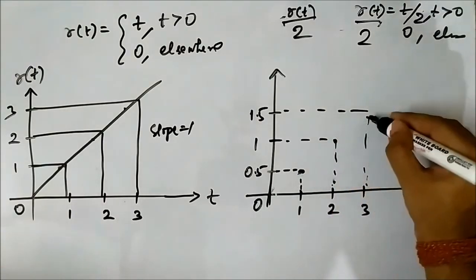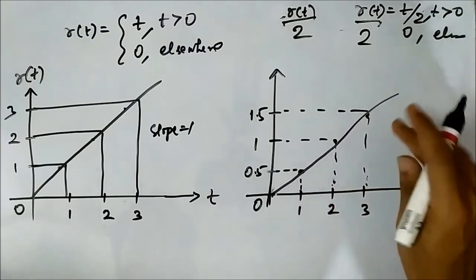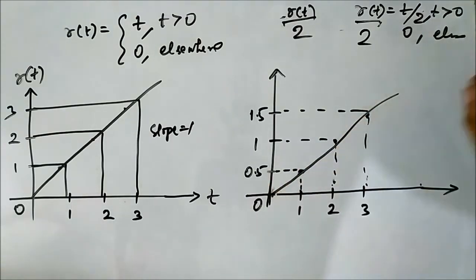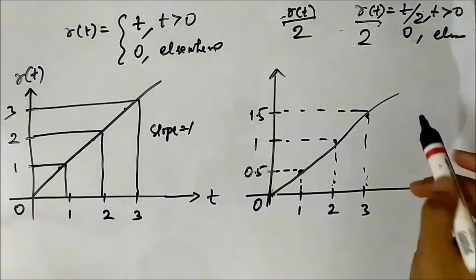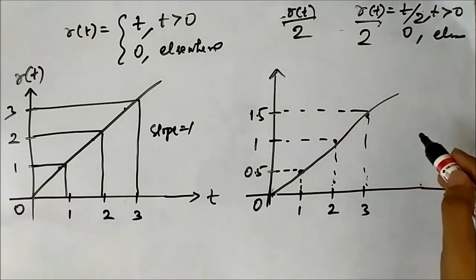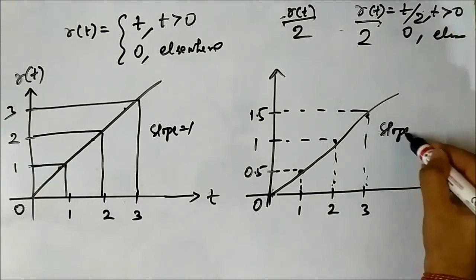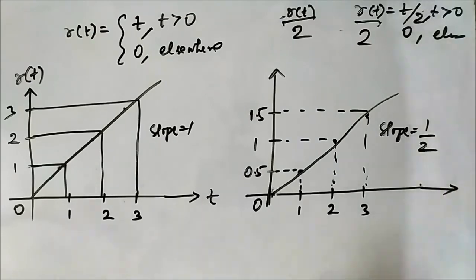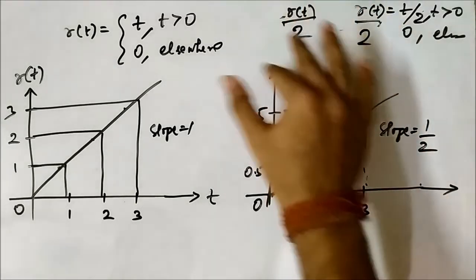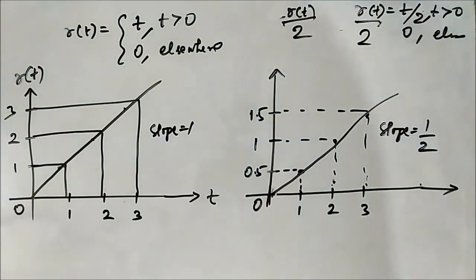So this is the attenuated ramp signal. If we calculate the slope, it would also be equal to 1 by 2. So the slope also changes by the same amount as the scaling factor; they are the same for the ramp signal. Okay, so here we have performed amplitude scaling on basic test signals. We have discussed the step and ramp signal.